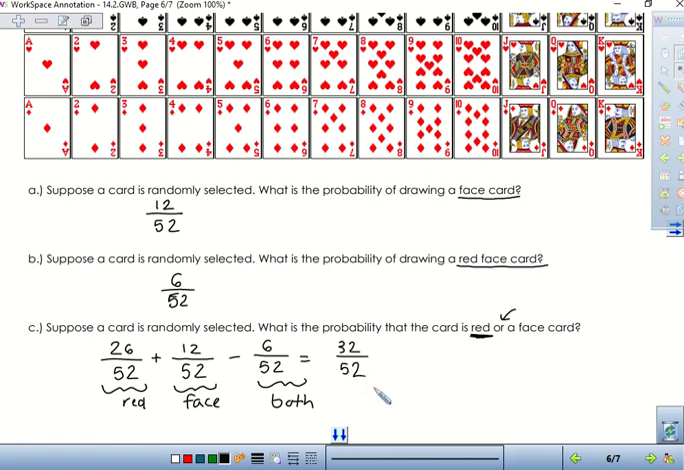Now keep in mind too, if you're okay with getting a red or a face card, does that increase your odds? Yeah, because if you're okay with something or the other, you're going to have more possibilities, correct? Does that make sense to everybody how OR works? OR is always addition. Probability 101. OR, addition. Make sense? Subtract away your double counts.